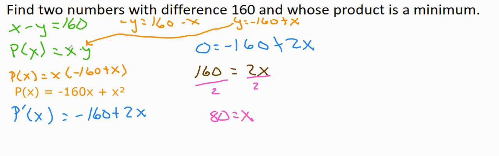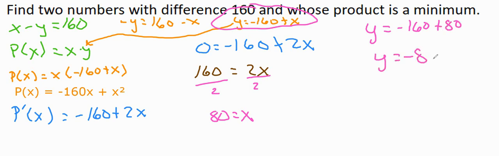And then we've got to figure out what the value of y is. We can use this equation right here, the easiest one to use, and we're going to put 80 in for x there. So that's going to be y equals negative 160 plus 80, and that's going to be a value of y equals negative 80. So we have our two numbers. It's going to be 80 and negative 80.